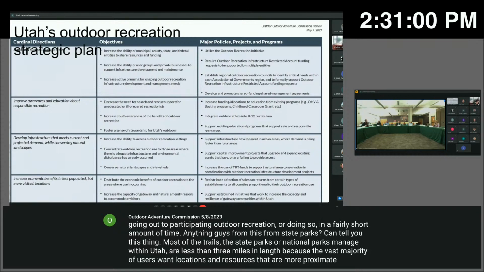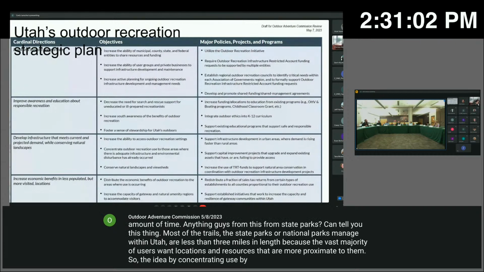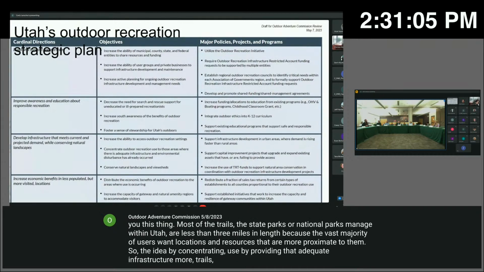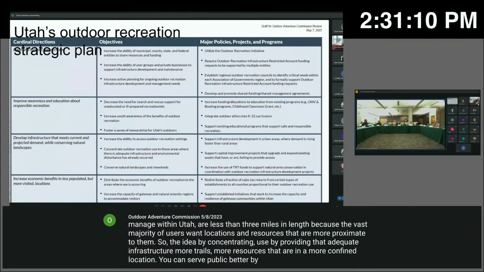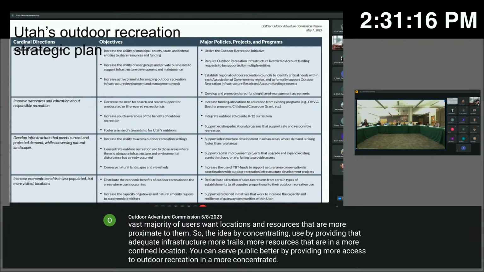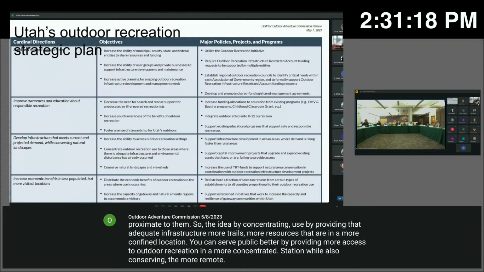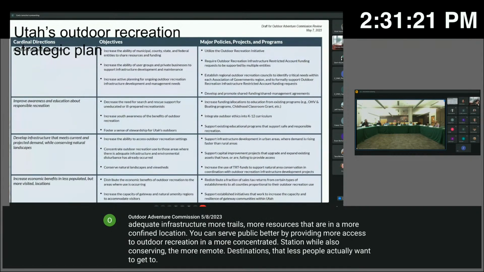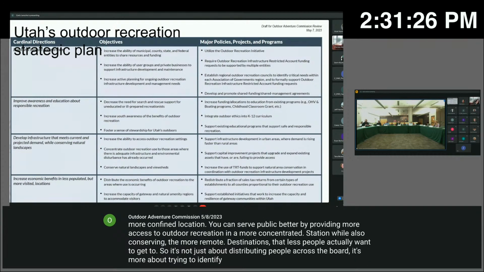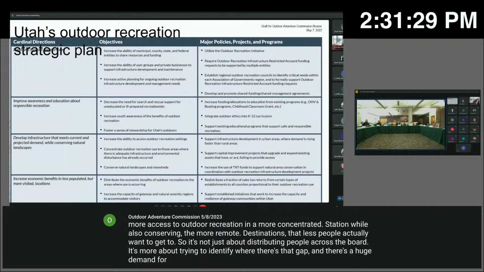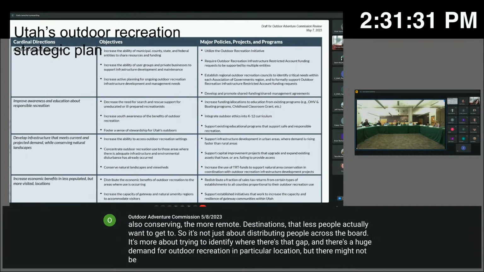So the idea, by concentrating use, by providing that adequate infrastructure, more trails, more resources in a more confined location, you can serve the public better by providing more access to outdoor recreation in a more concentrated location, while also conserving the more remote destinations that fewer people actually want to get to. So it's not just about distributing people across the board, it's more about trying to identify where there's that gap and there's a huge demand for outdoor recreation in a particular location, but there might not be the particular infrastructure or resources to actually allow people to enjoy those locations where that demand is.